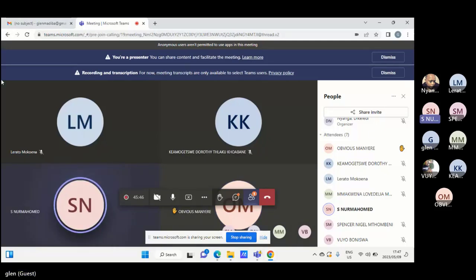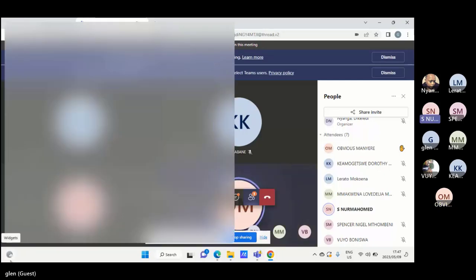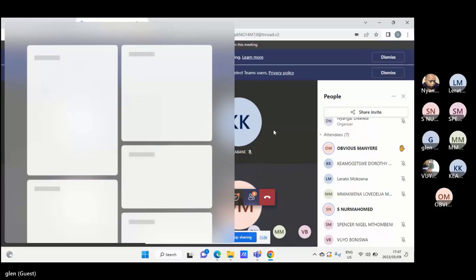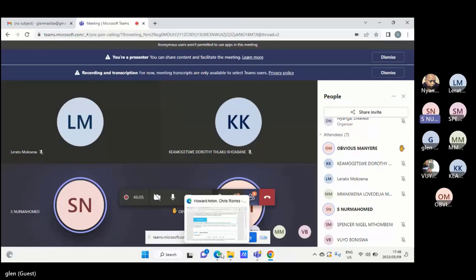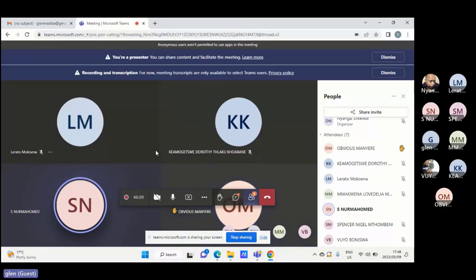So first row is 2, 3, 1. Did you get it? Yes. 2, 3, 1. Second row is 4, 2, 3. 4, 2, 3. And the third row is 5, 3, 1. 5, 3, 1. All right. Okay, thank you.